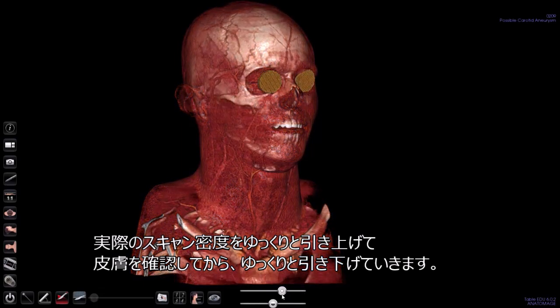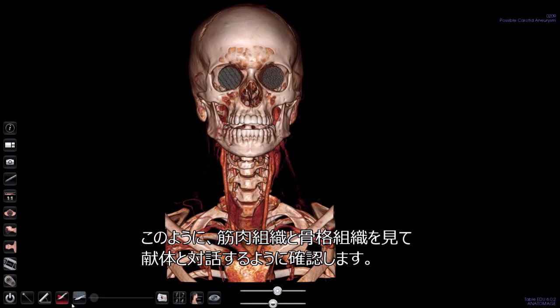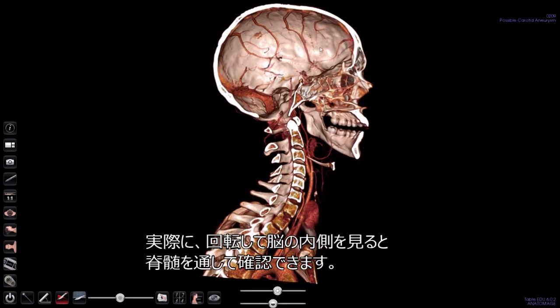Being able to actually see the muscular tissue and the skeletal tissue. We're able to dissect this, very similar to how we can interact with the cadavers. Where I can actually rotate in, start to take a look inside the brain, a look through the spinal cord.